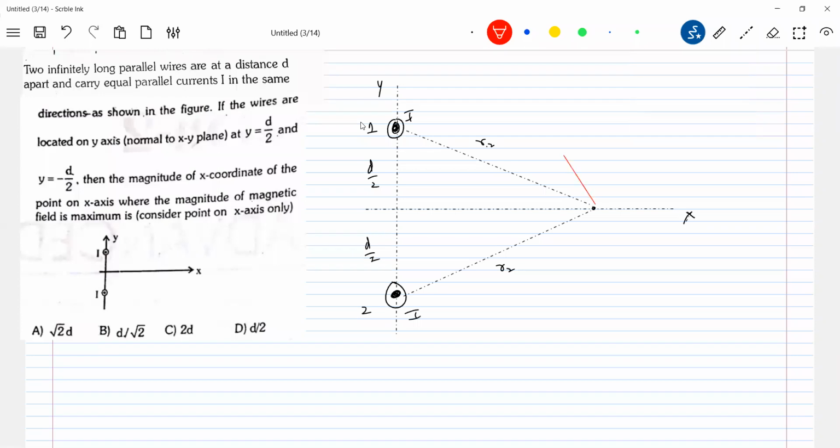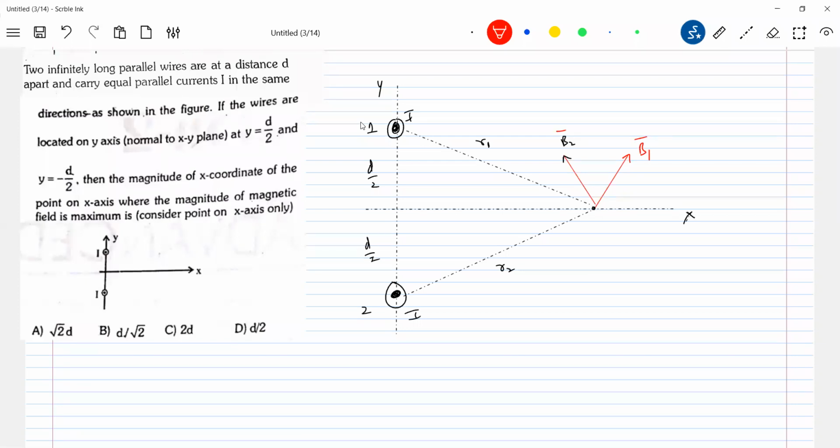Similarly, okay, this is 1. So what I showed is B2. Similarly, we'll show for B1. B1 bar should be perpendicular to R1 bar, so it will be like this. Don't show it in the direction of that. Yeah, let it be.